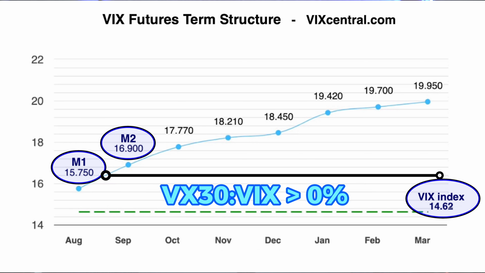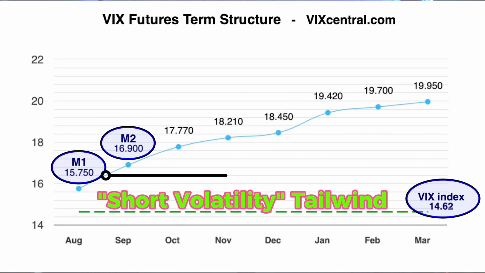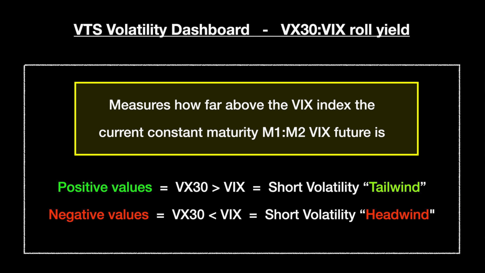So it makes sense that if these front 2-month VIX futures are trading above the VIX index, then over time they have a higher probability of decaying down to match the VIX index at expiration. This situation would be a tailwind for the short volatility trade. So I have a metric that I call the VX30 to VIX Roll Yield that measures how far above the VIX index those VIX futures are trading.